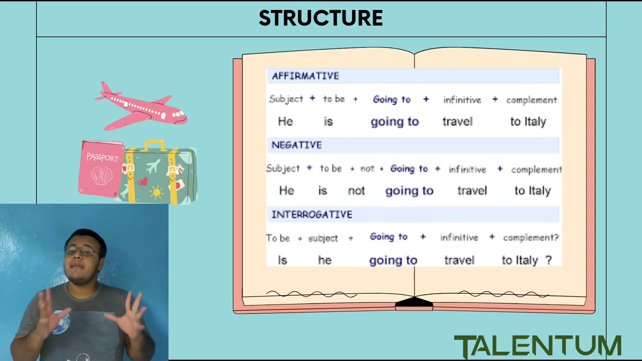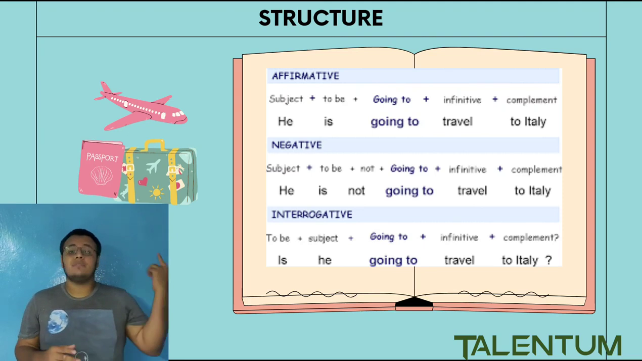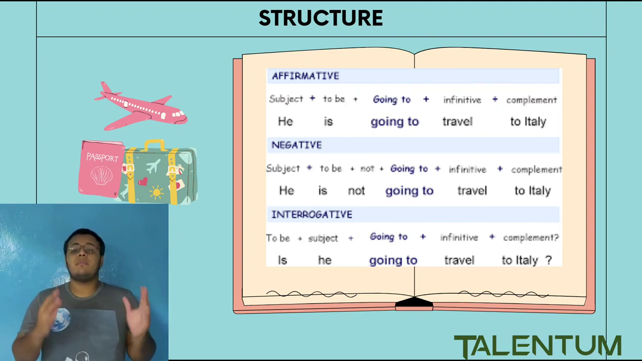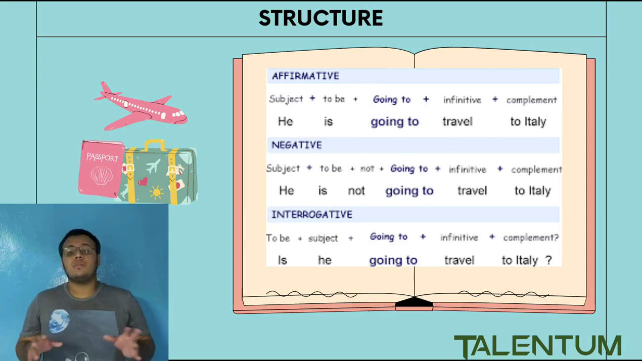It's pretty important to know how to conjugate the verb to be. Remember, with some subject pronouns, you're going to conjugate it with "is," and with other subject pronouns, you're going to conjugate it with "are." In this case, he is going to travel. He's going to do this.